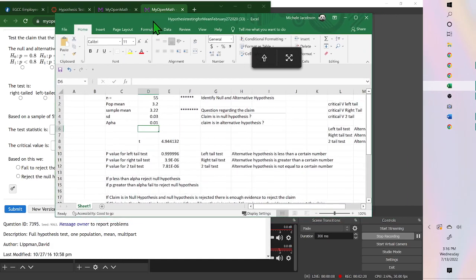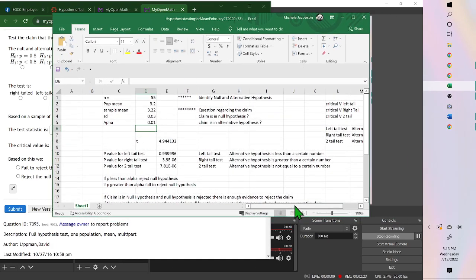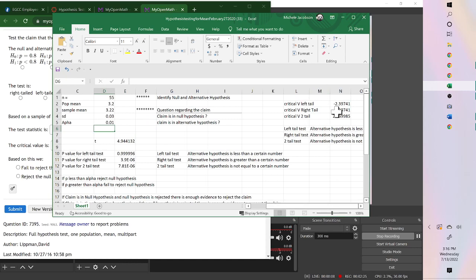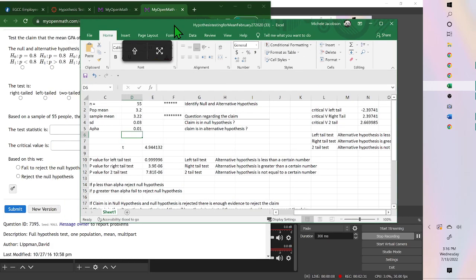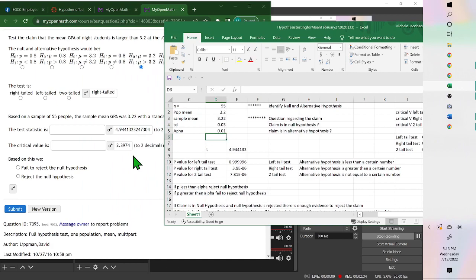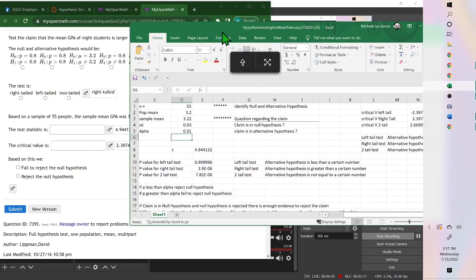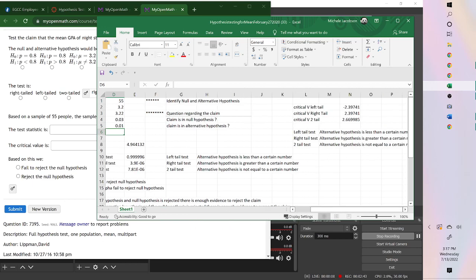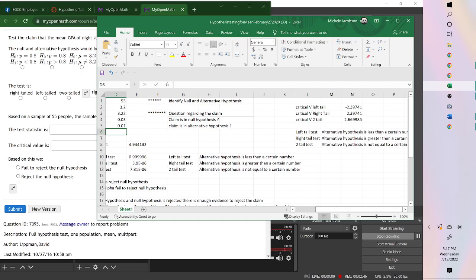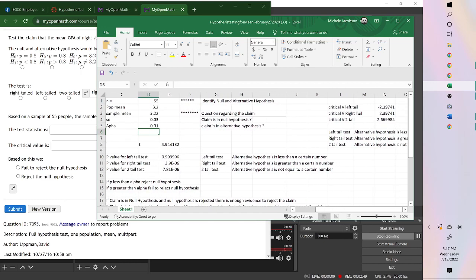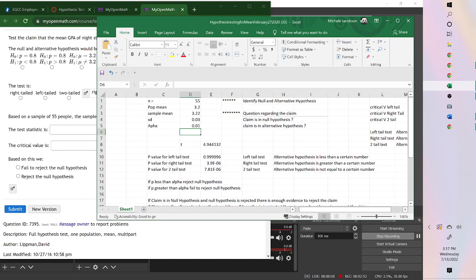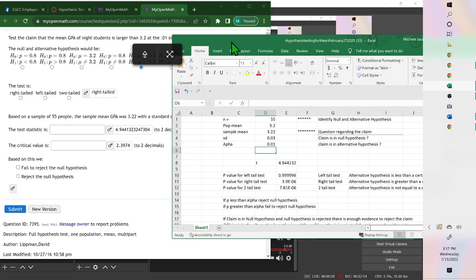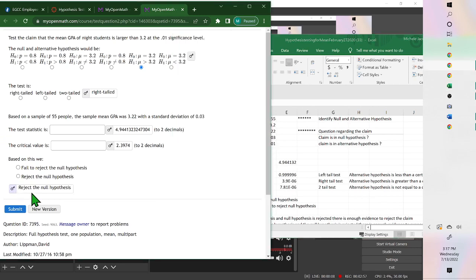So if I move this down, here's the critical value. And it was right-tailed, so it's the positive 2.397. There. And then it tells us a right-tailed test, alternative hypothesis is greater than a certain number. And if we go over here then, we reject the null hypothesis.